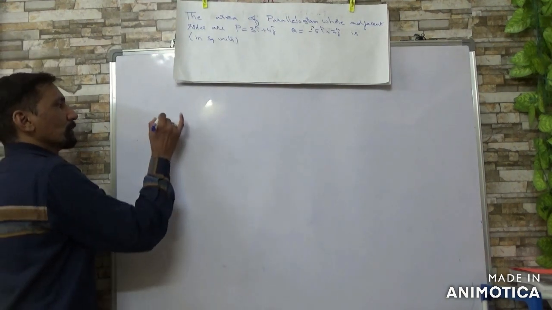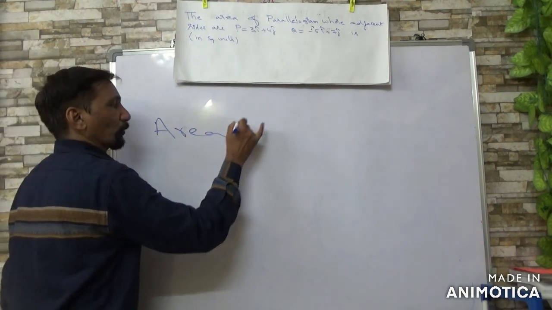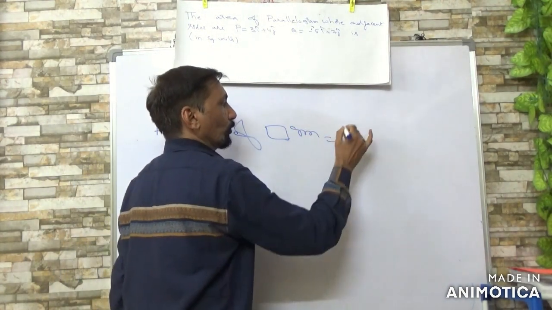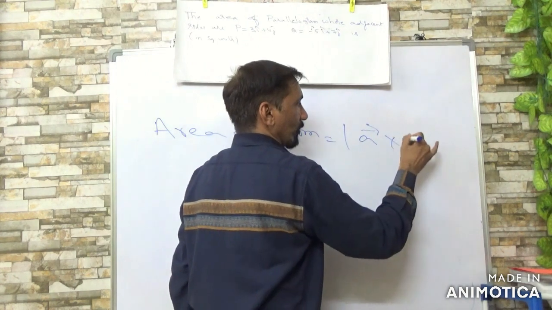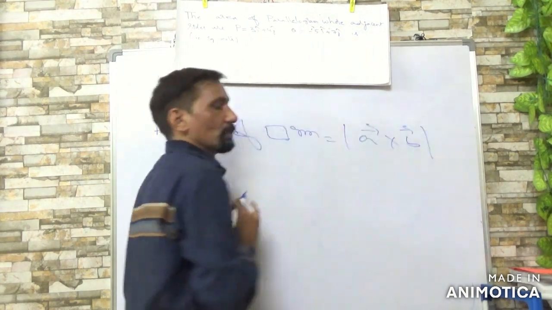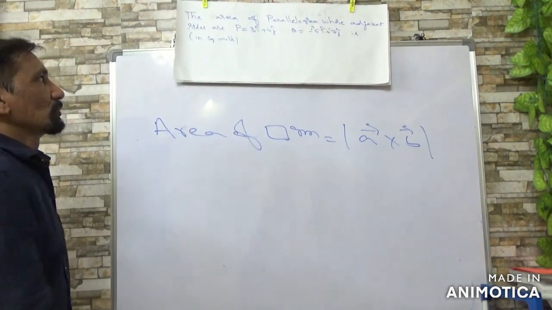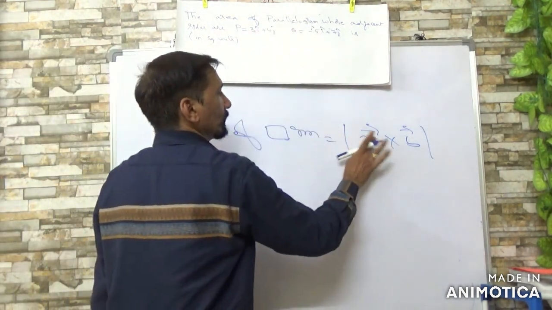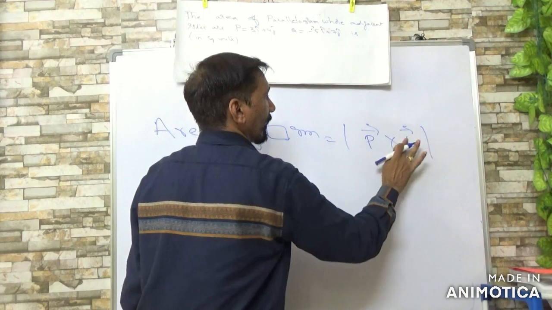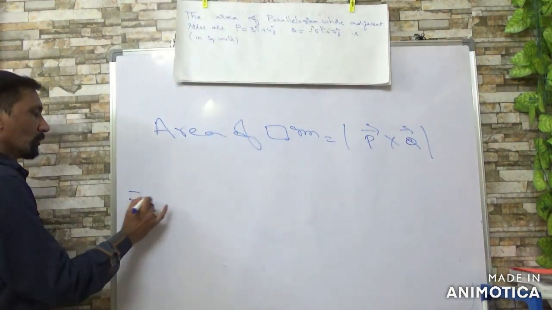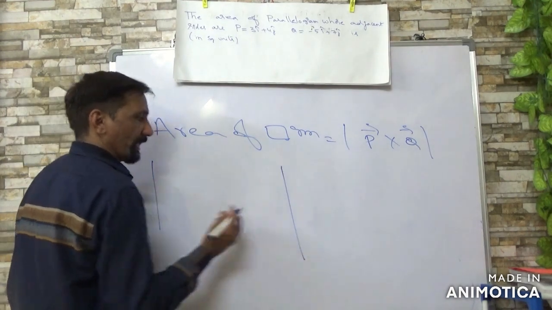So you know, area of a parallelogram is equal to mod of A bar cross B bar, meaning the cross product of adjacent sides. So here you have been given P and Q. So take P bar and Q bar. Okay. You know how to find the cross product.